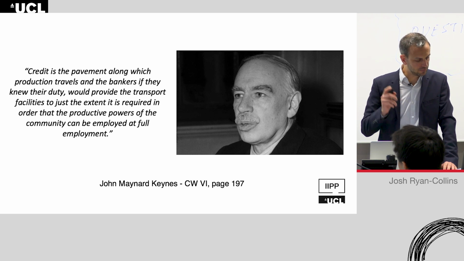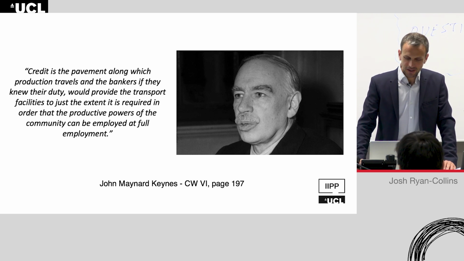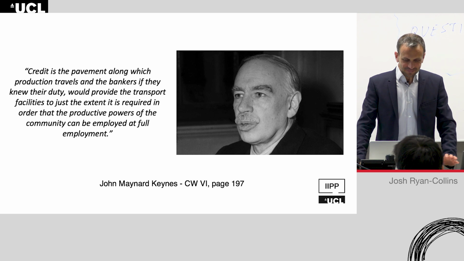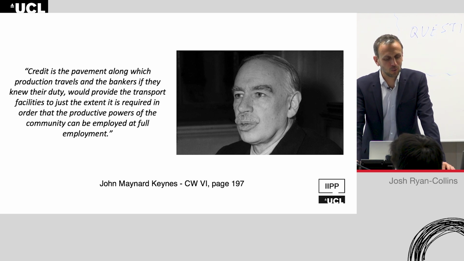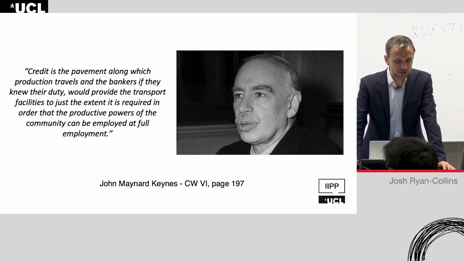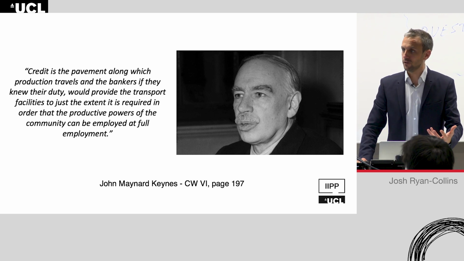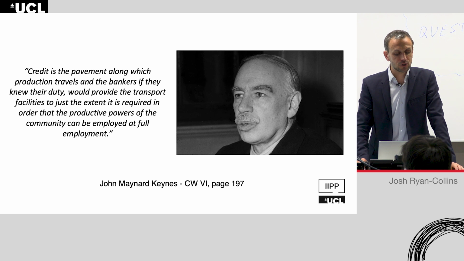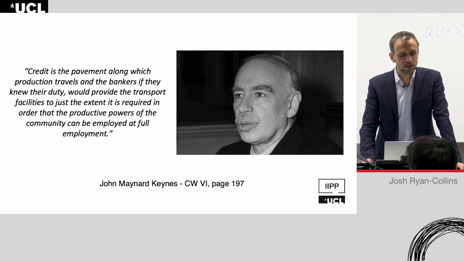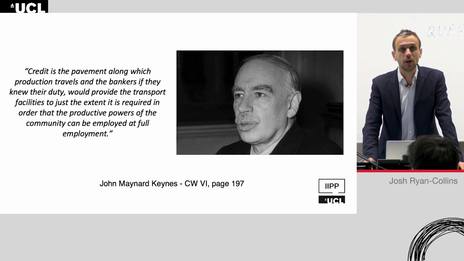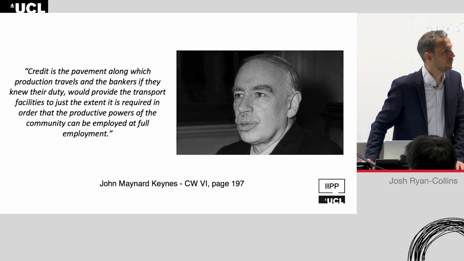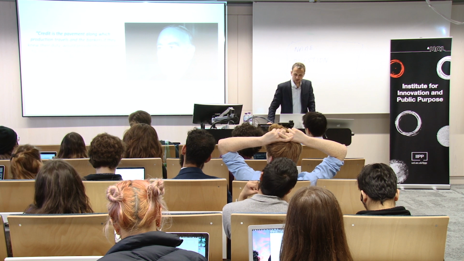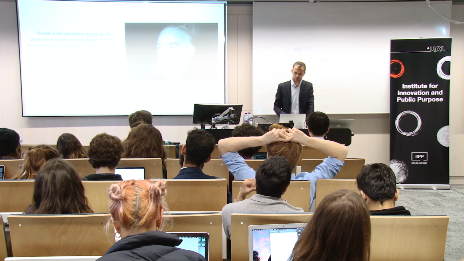I'll finish there, just to leave you with this quote from dear John Maynard. Credit is the pavement along which production travels. This is this monetary theory of production. And if bankers knew their duty, they would provide transport facilities to just the extent it is required in order that the productive powers of the community can be employed at full employment. So that's an inspirational quote from Keynes.